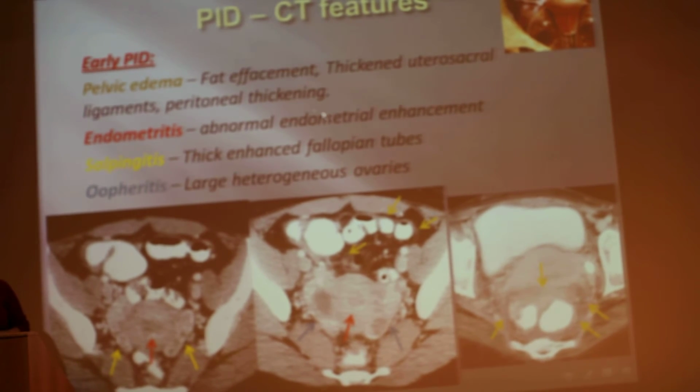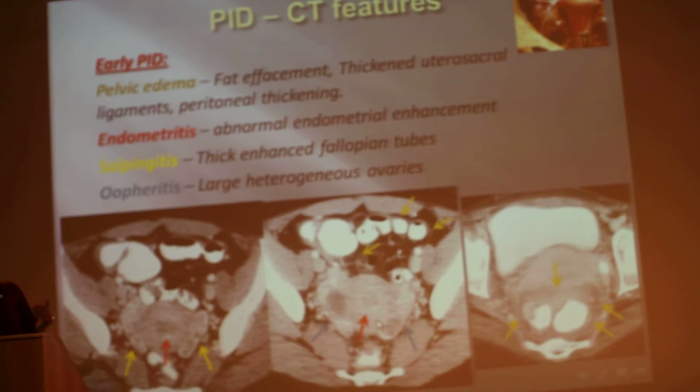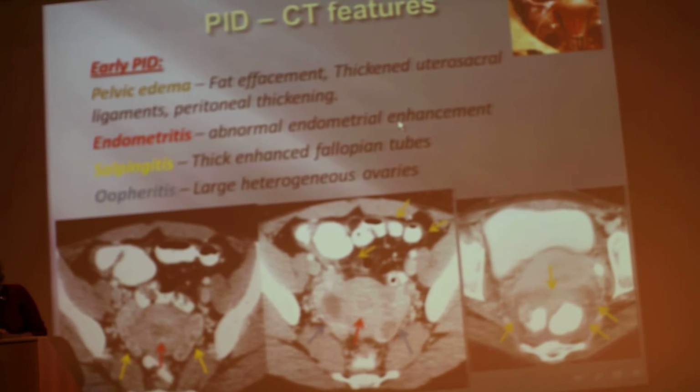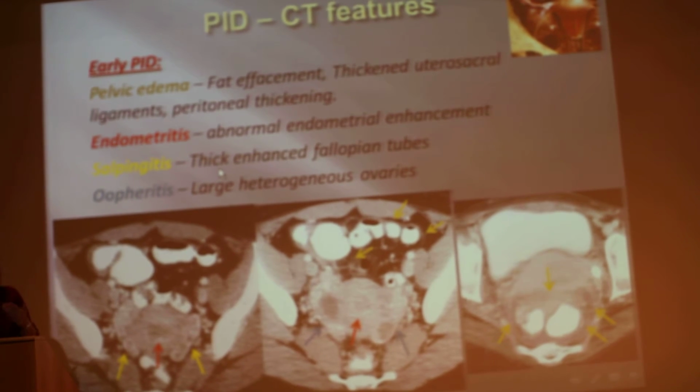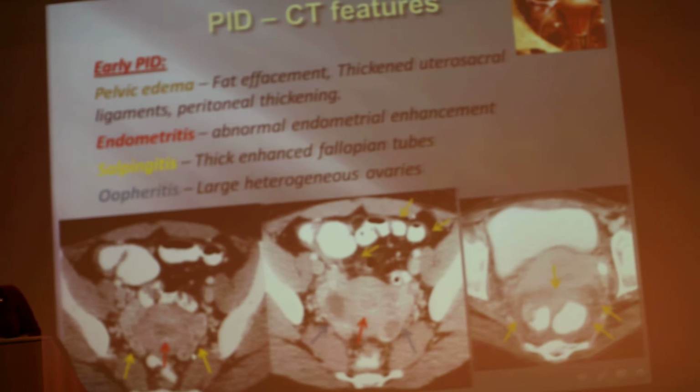When there is endometritis, abnormal endometrial enhancement may be shown due to the hyperemia of this inflamed endometrium. And when salpingitis occurs, then we start to see the tubes. Usually we don't see the tubes. Here we can see the fallopian tubes bilaterally very clearly because the walls of these tubes are thickened and hyperemic, thus enhancing. When the ovaries are involved, we can see large ovaries with hypodense areas in them.